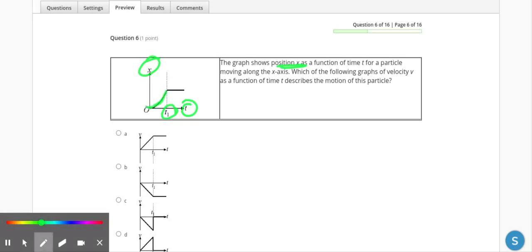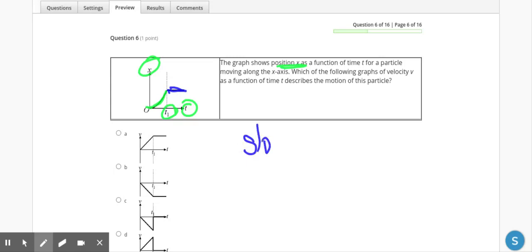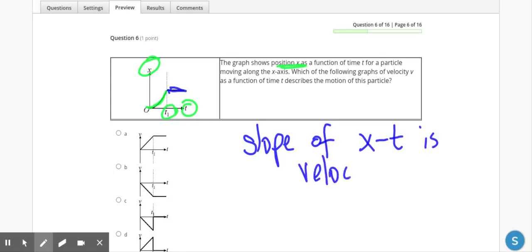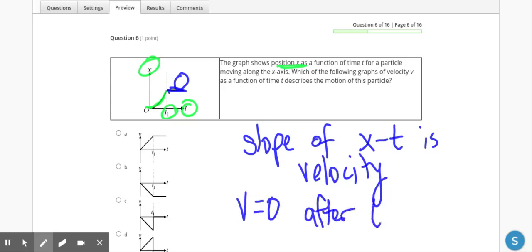And then we've got a flat line for the second part. So let's say you're like, what is that curve? I don't like that. So let's remember that the slope of position-time is velocity. So let's start with that blue part. The slope here is 0. So that means we have to have a 0 velocity, v equals 0, after the time t1.